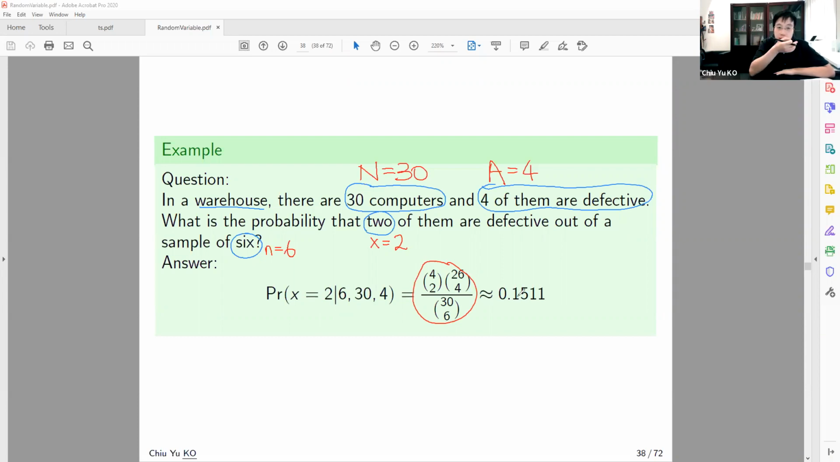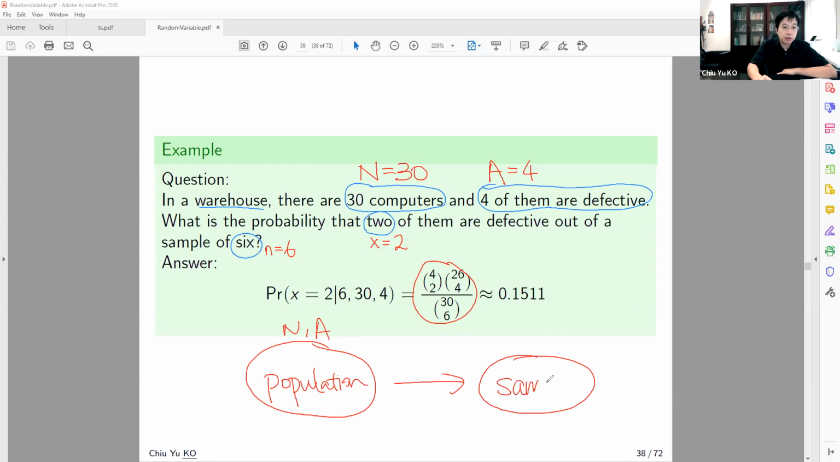Here we have some idea of what's going on. We know this N, this A, and we're asking for X, given N. Basically, we have a population, for which we have N and A. Later we call it a sample, we do some sampling of n, and we want to calculate the probability of X. So this is the idea, okay? We want to know the probability of X given all this N and A. It's the same for binomial, but I'm just using this hypergeometric example.